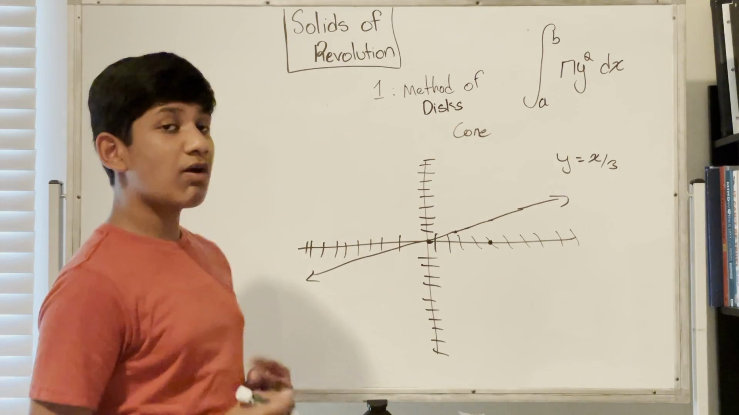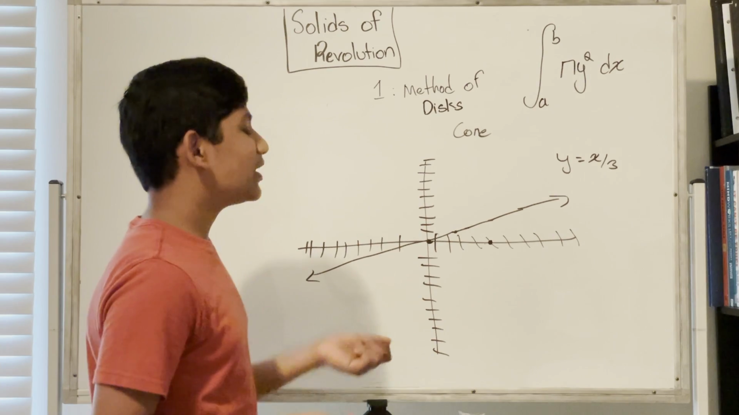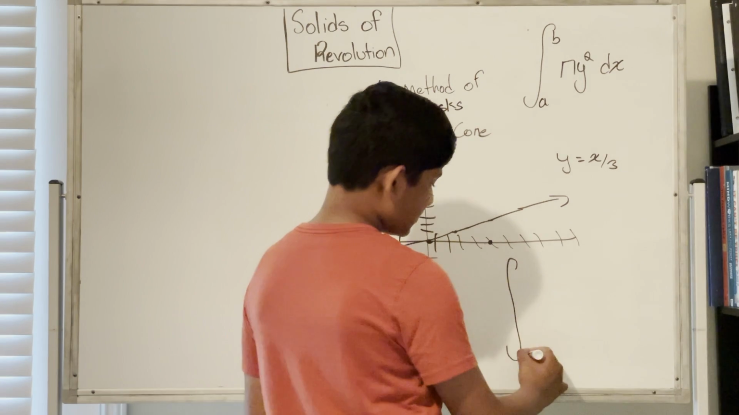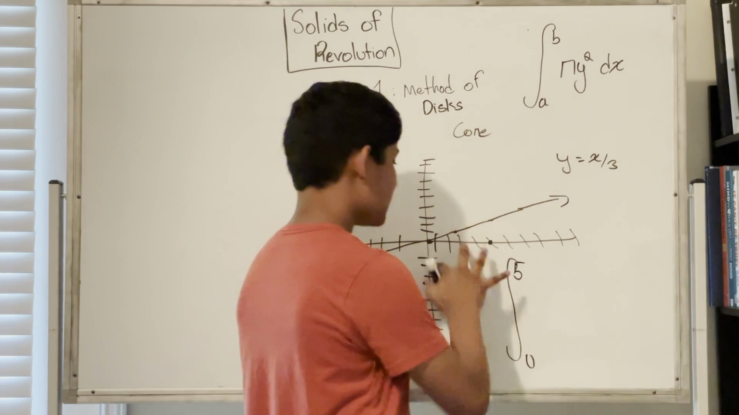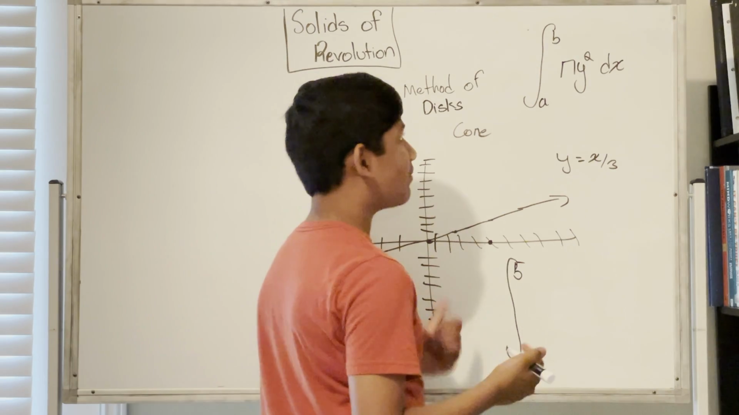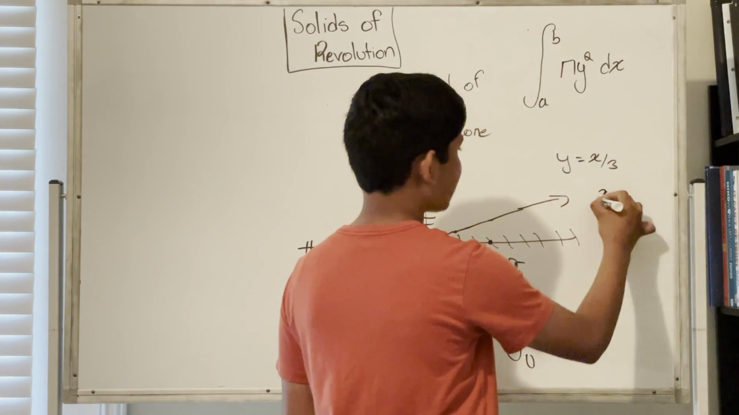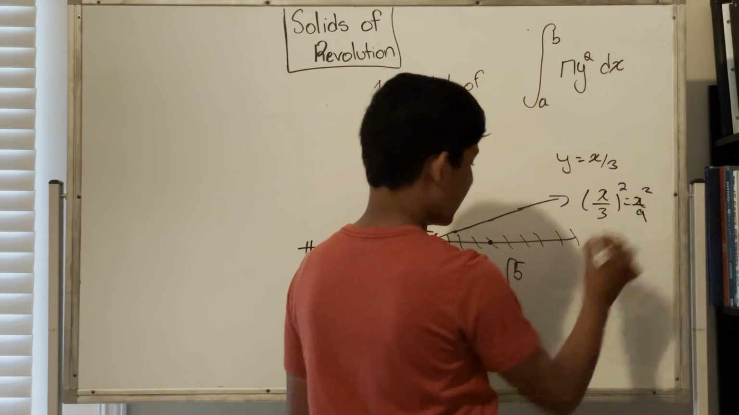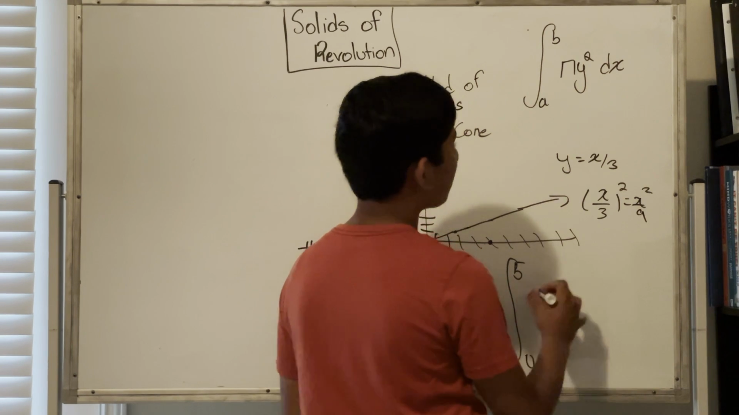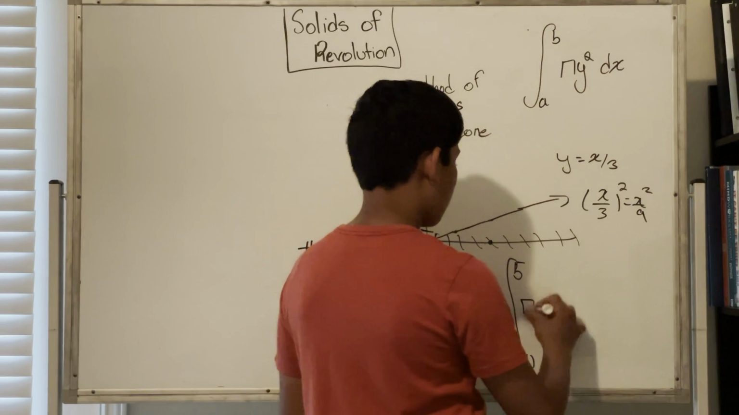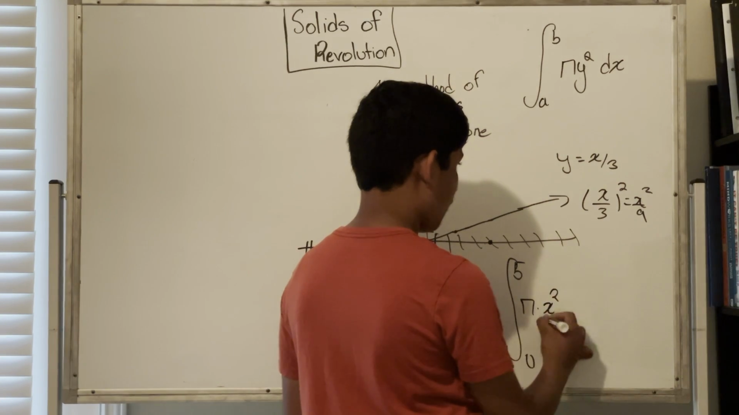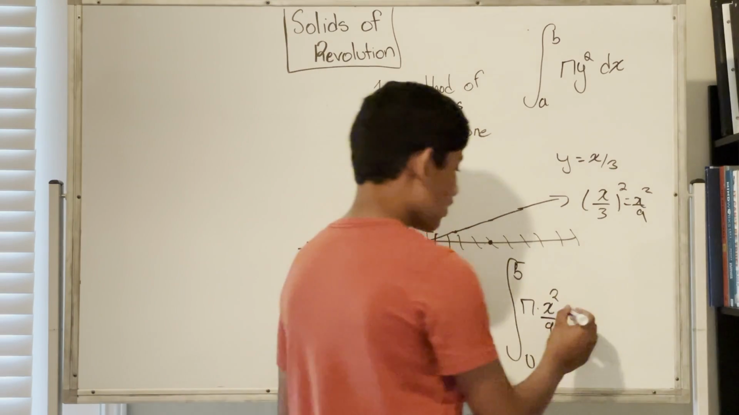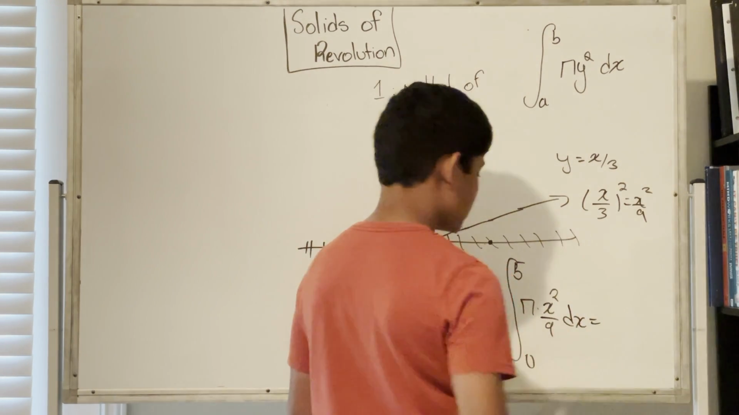Now we just have to plug it into our formula, do some integration, and then we're going to get the volume. So we're going to have 0 and then 5 for our limits, because that's where we place them. So technically the endpoints. y squared is just going to be x over 3 squared, which is going to be x squared over 9. So we're going to have pi times x squared over 9. Okay, now that we've got this, we just have to do some integration.